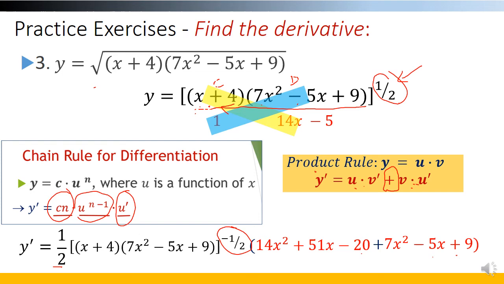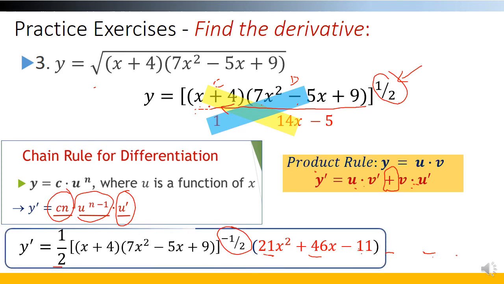Then, I can simplify this further by combining the 14 and the 7 and the 51 minus 5. Okay? So, 14 plus 7 is 21x squared, and then I have the 46x minus 11. And this gives us our final answer for number 3.